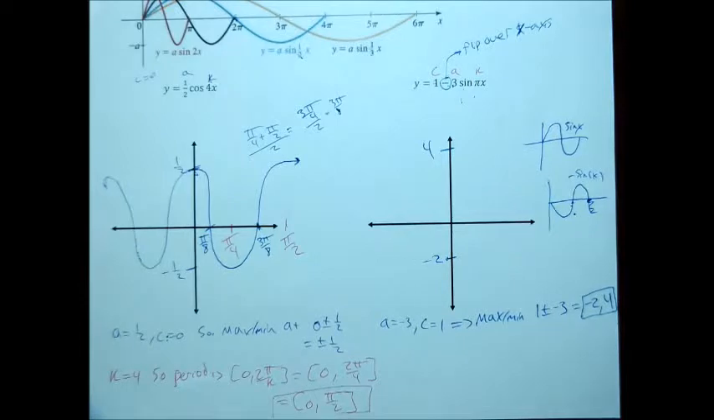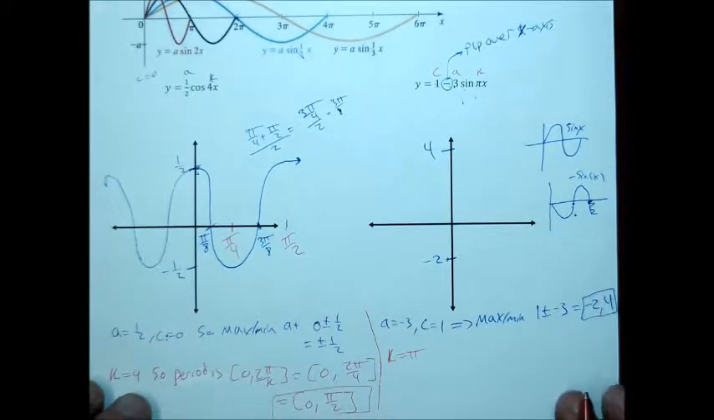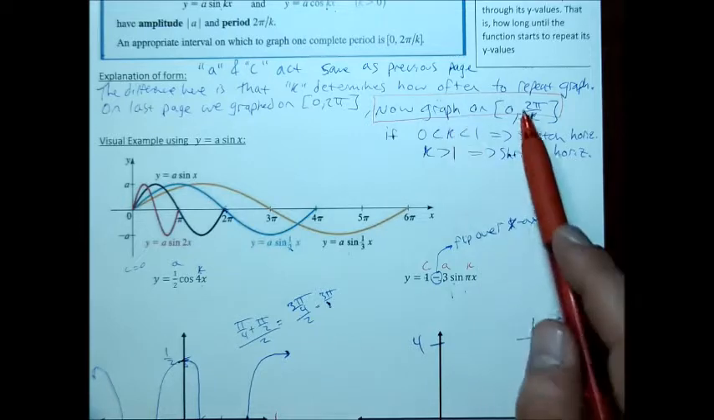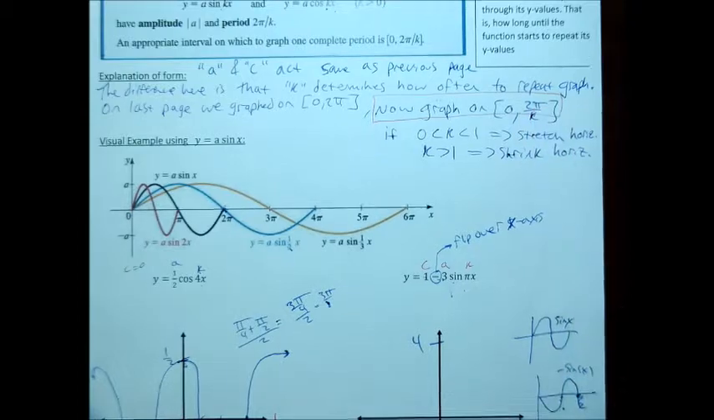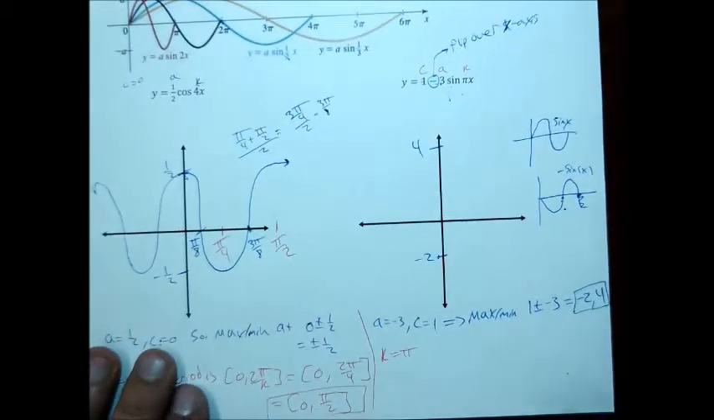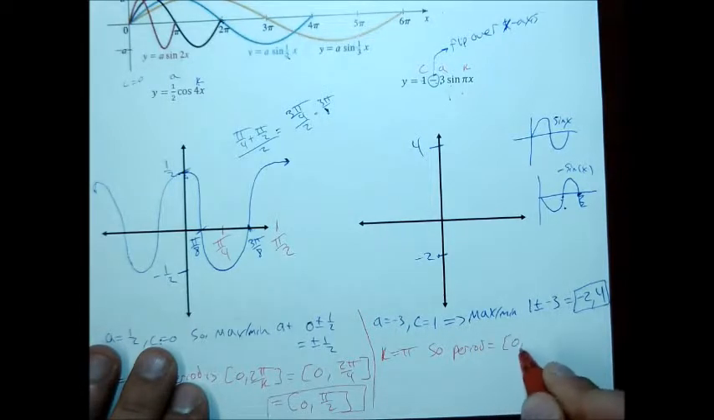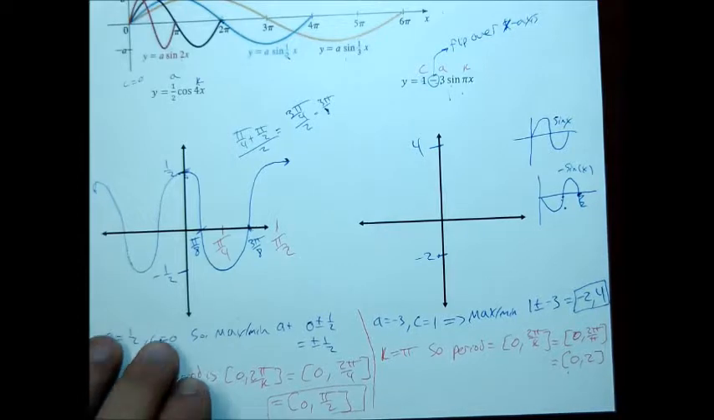Let's figure out the period. Our k in this case is pi. And so we want to use the formula that I wrote down right here, that we want to graph from 0 to 2 pi over k. So if k is pi, those pi's will cancel, and we'll just go from 0 to 2. So let me write that down. K equals pi. So the period is from 0 to 2 pi over k, which in this case equals 0 to 2 pi over pi, which is 0 to 2. Right, the pi's cancel.